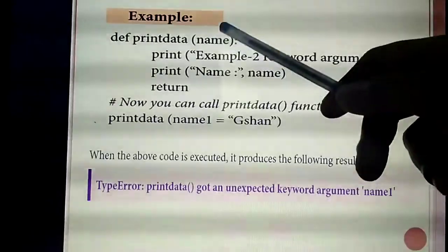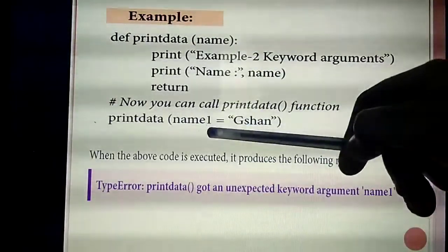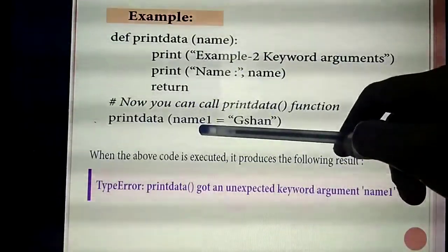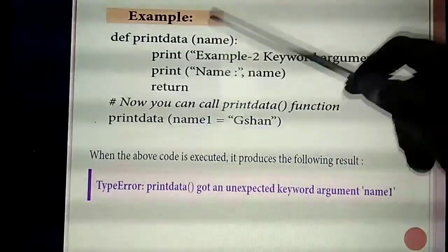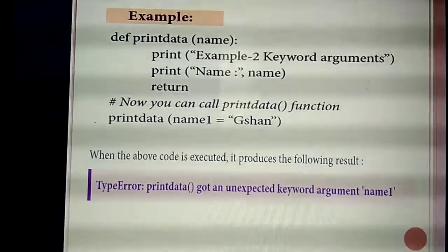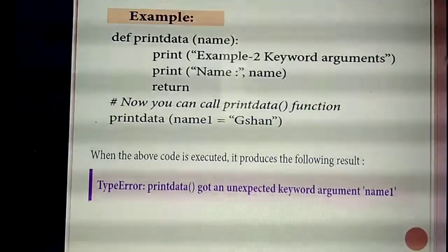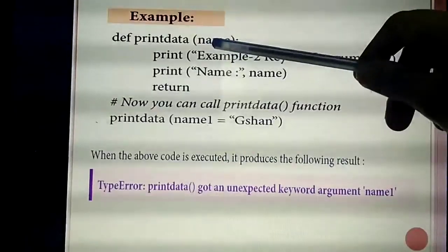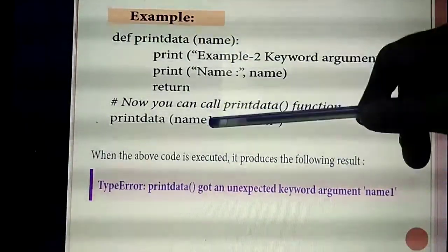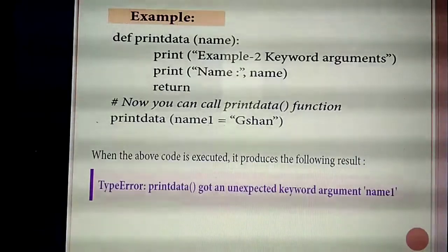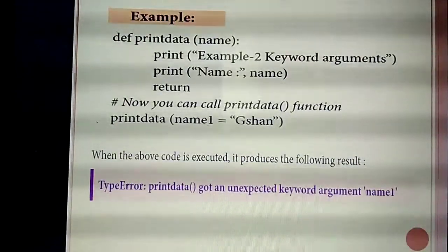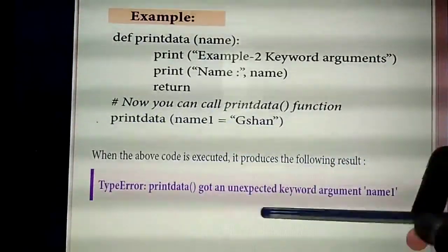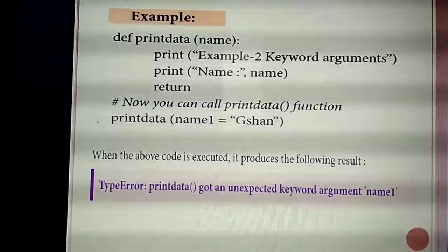No. So if you give name 1 here, whatever arguments you pass, for assigning values also you need to give the same argument names. Because you have studied that a keyword argument is always identified by its parameter name, isn't it? So here you are giving name, but while calling, instead of name you are giving name 1. So will you get the output? No. While running the program you will get an error. What error do you get? In print data, unexpected keyword argument name 1.